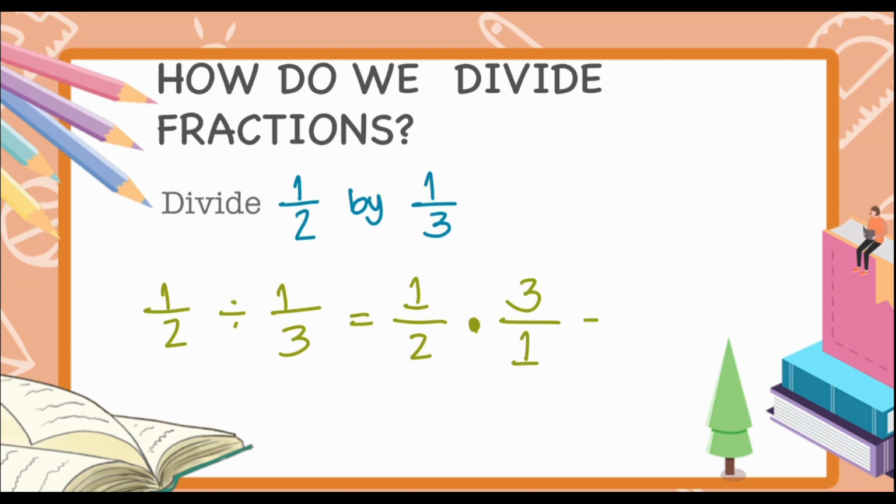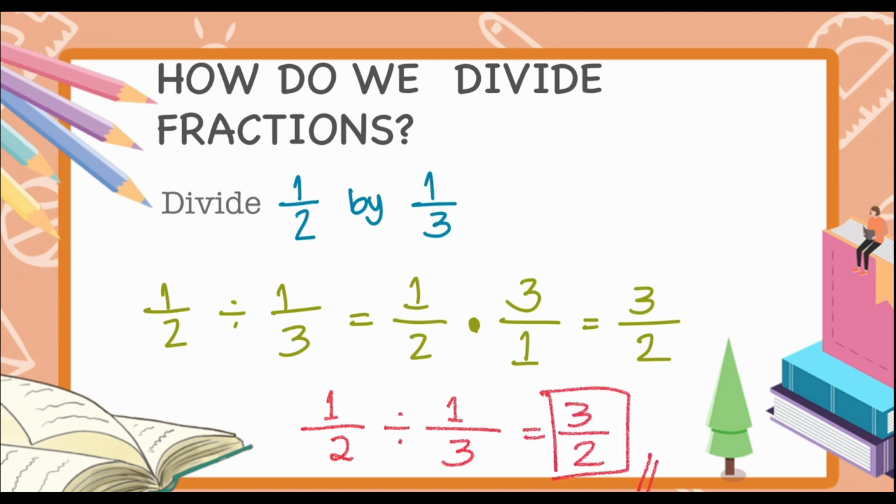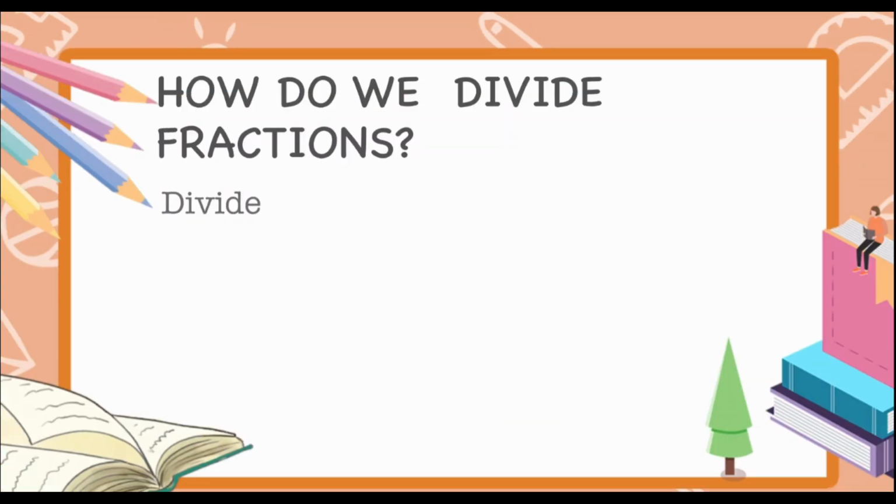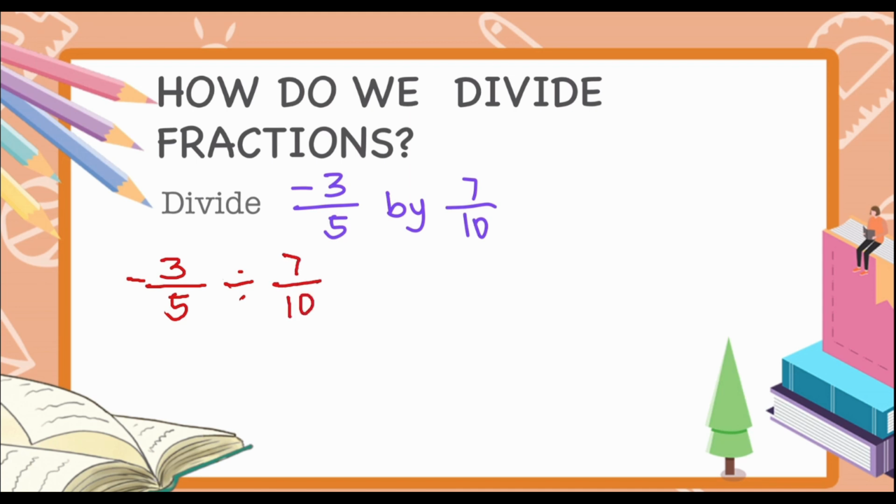Then, proceed to the multiplication of fractions. So, 1 times 3, 2 times 1. So, we got a 2. Therefore, 1 over 2 divided by 1 over 3 is 3 over 2. Let's have another example. Divide negative 3 over 5 by 7 over 10. So, write the question first. Negative 3 over 5 divided by 7 over 10.